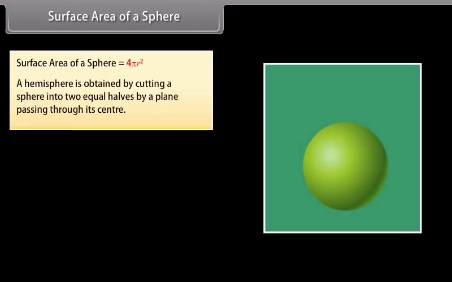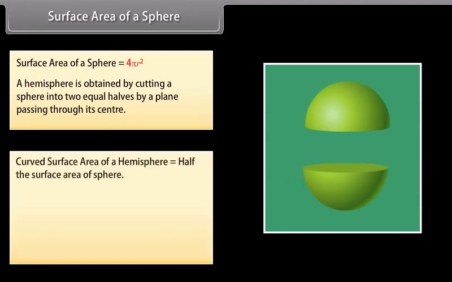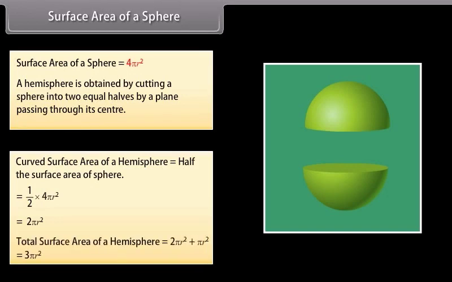A hemisphere is obtained by cutting a sphere into two equal halves by a plane passing through its center. Curved surface area of a hemisphere is equal to half the surface area of a sphere, that is equal to 2 pi r square. Total surface area of a hemisphere is equal to 3 pi r square.